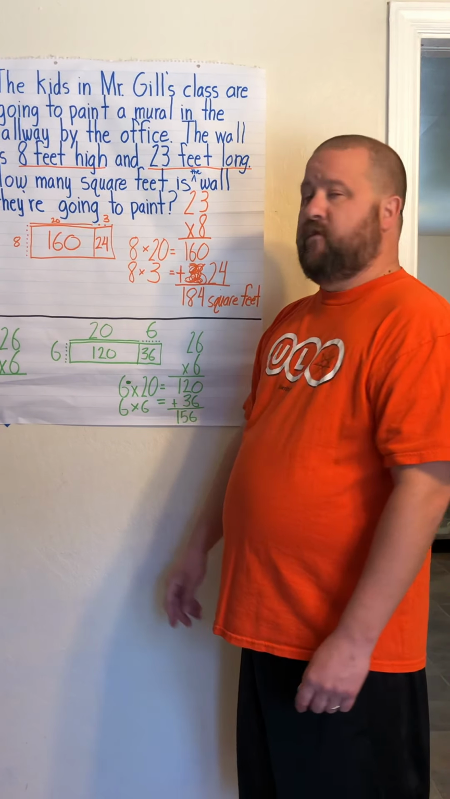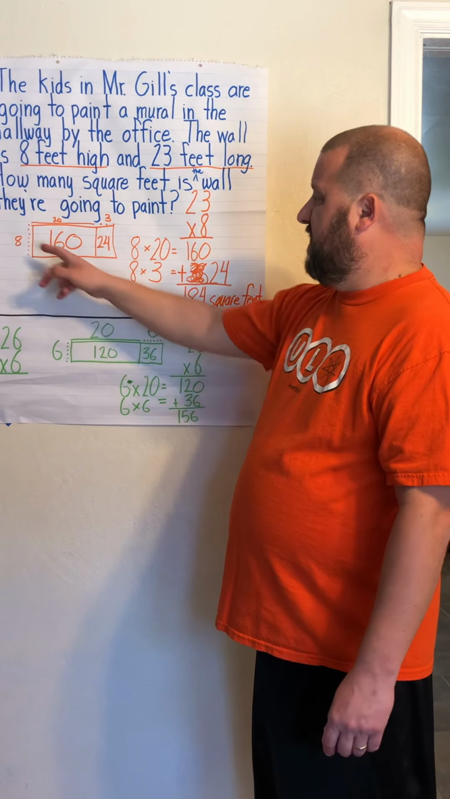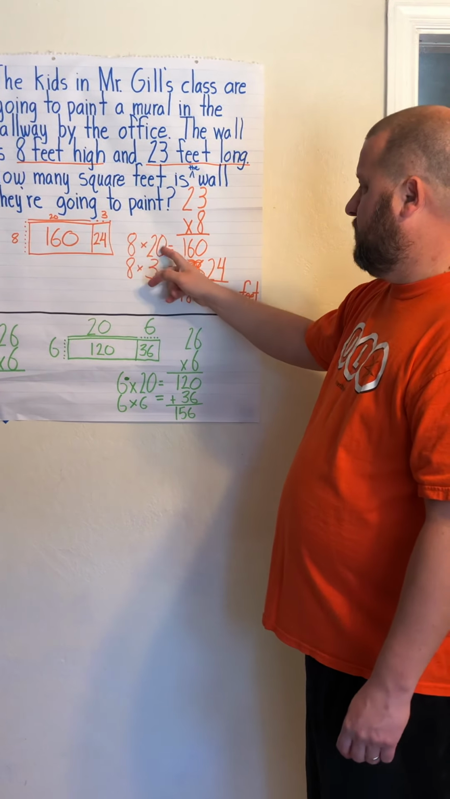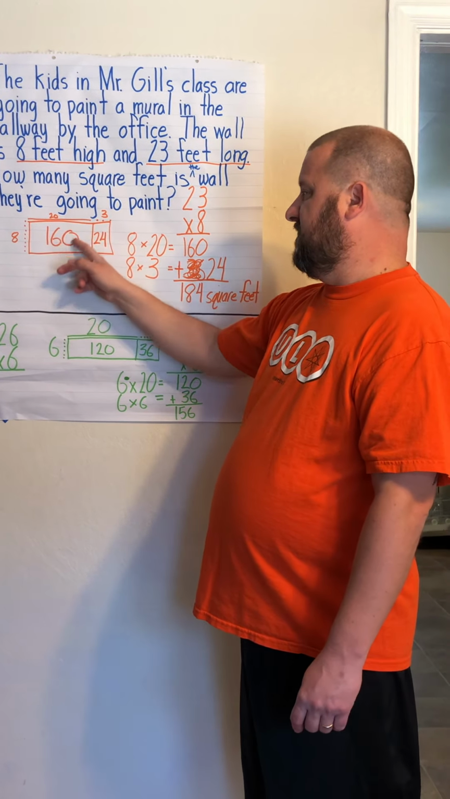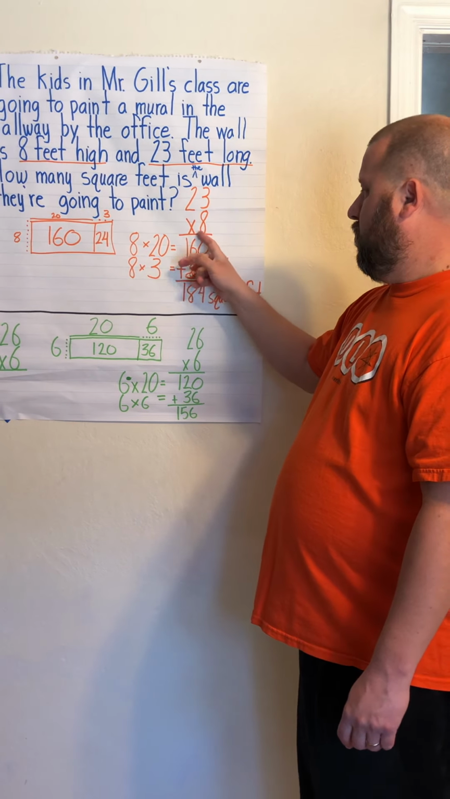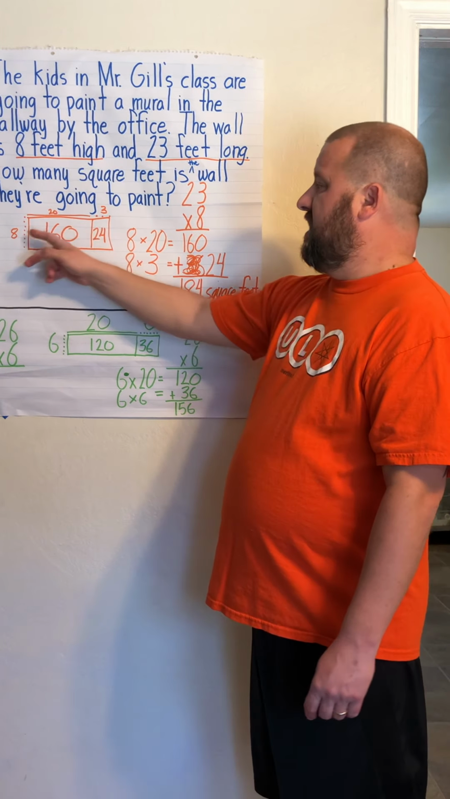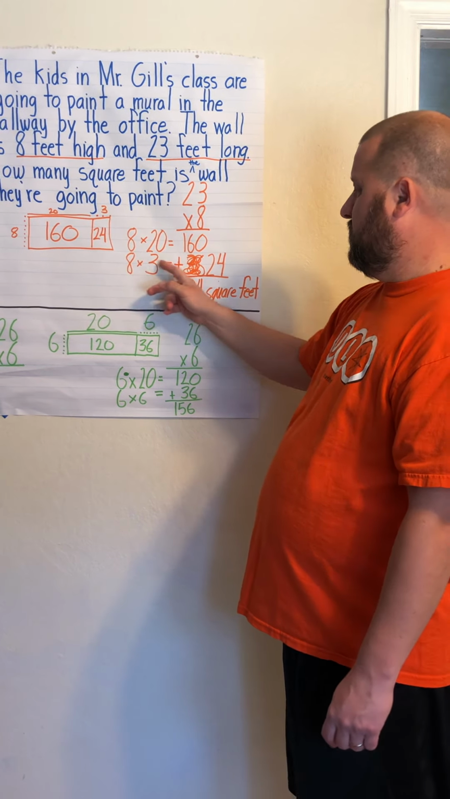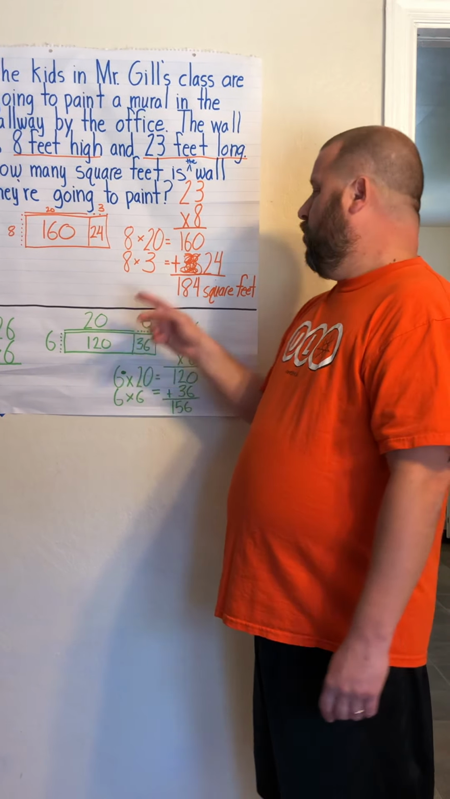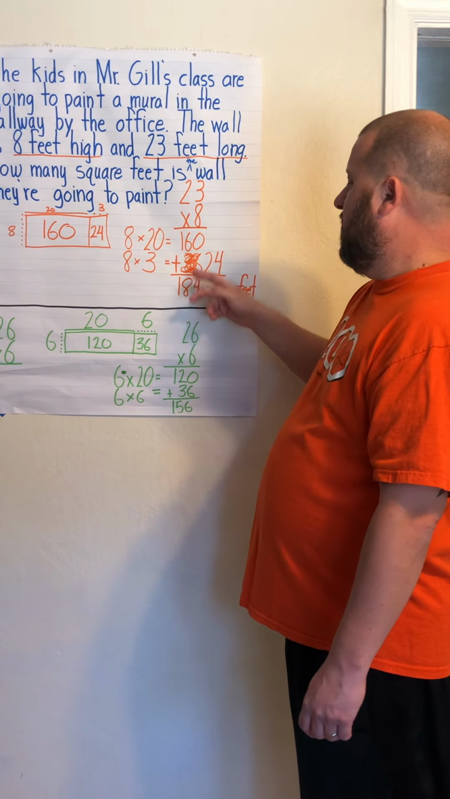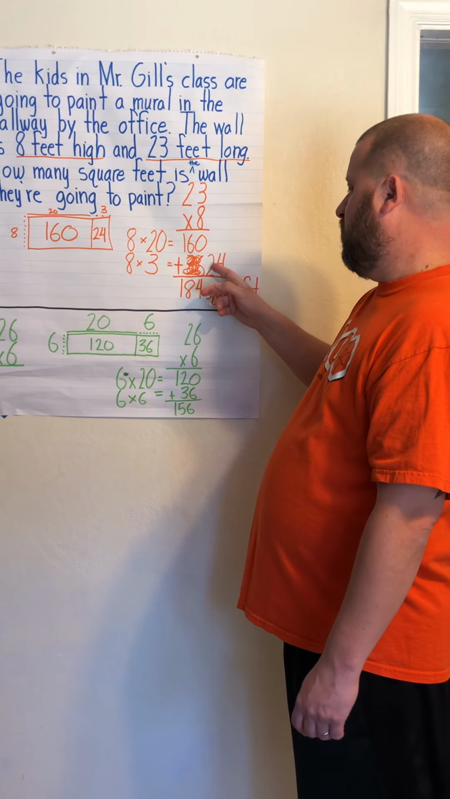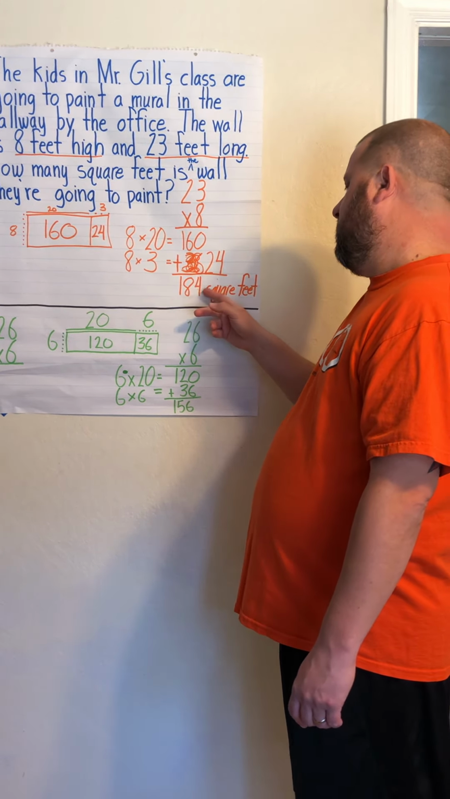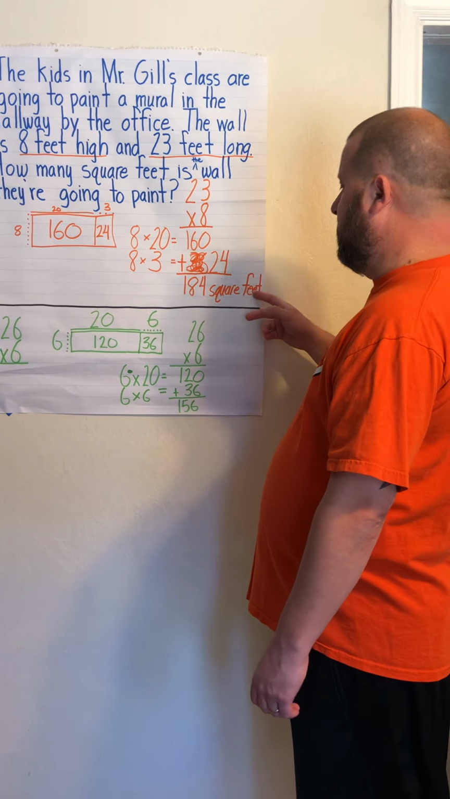Okay? And so if you look at the problem, you'll see that 8 times 20 is 160. Put our 160 here. And 8 times 3 is 24. And then we would add them together, and 160 plus 24 would give us 184 square feet.